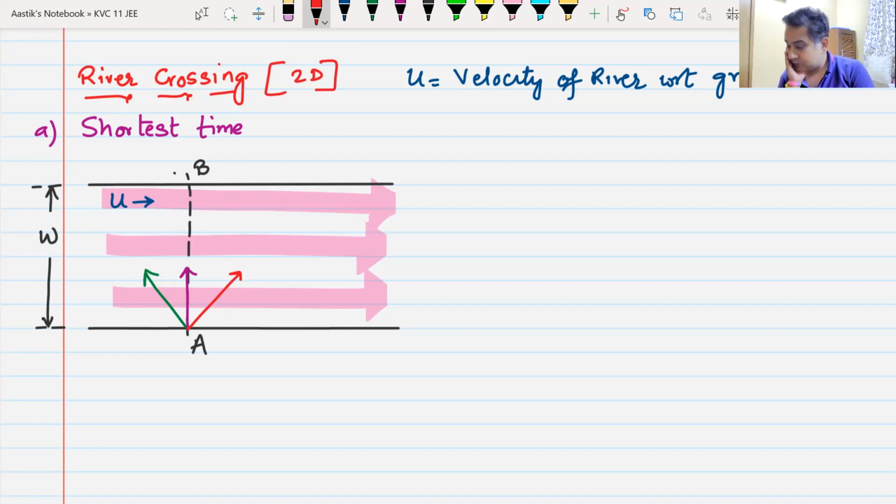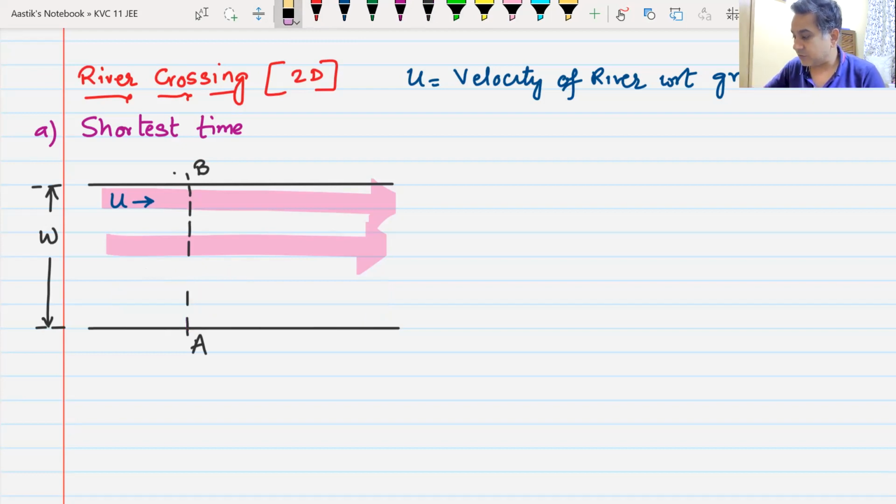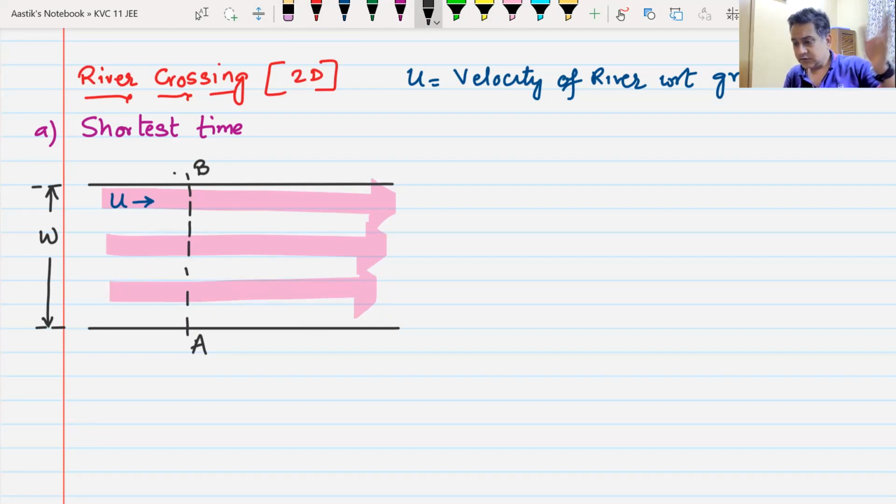Green. Hmm? Green. What makes you think that green, what is the reason you think that he should swim in the green direction? There has to be some reason, right? There is a flow now, sir. Yes, there is a flow. So that means he should swim green, so he'll get to the bank in the shortest time.